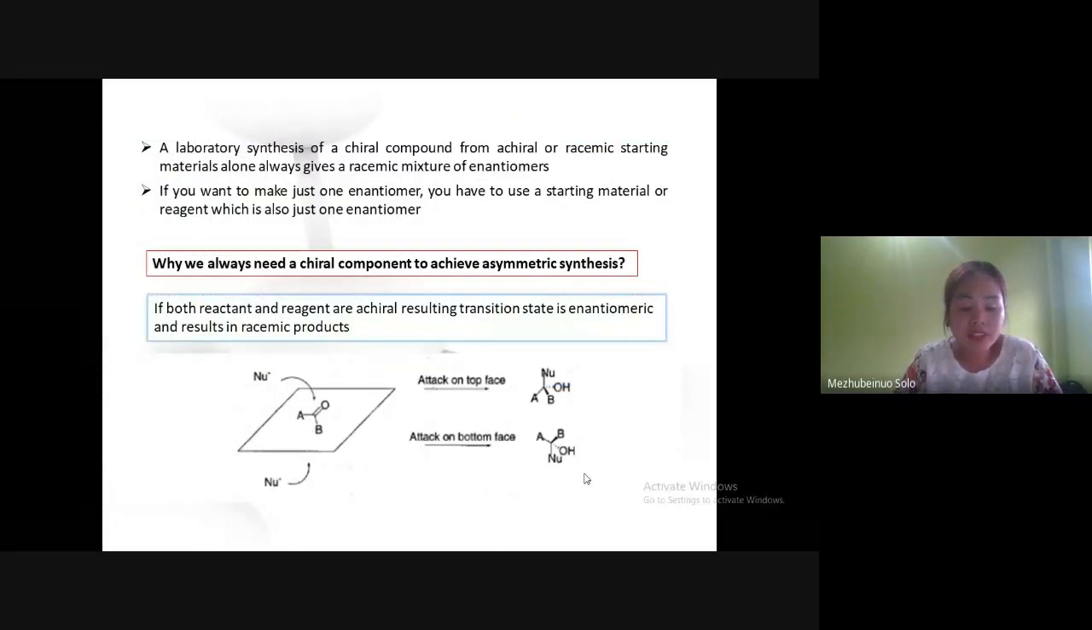Laboratory synthesis of a chiral compound from achiral or racemate starting material will always give a racemate mixture of enantiomers. So if you want to make just one enantiomer, you have to use a starting material or reagent which is also just one enantiomer. Let us understand why we need a chiral component to achieve asymmetric synthesis. I will explain this using a carbonyl compound as a reference. In this case, if both our reactant and our reagent are achiral, then there is equal possibility for the reagent to attack from both sides. This will lead to transition states with equal energy, and hence the product will form in equal amounts as a racemate mixture.